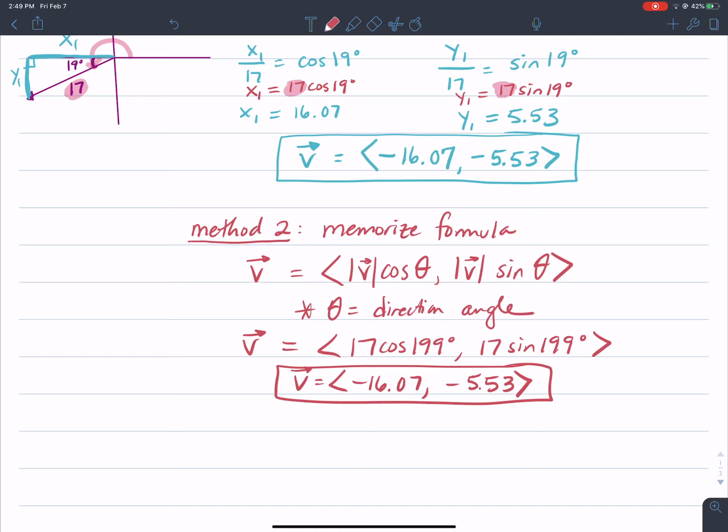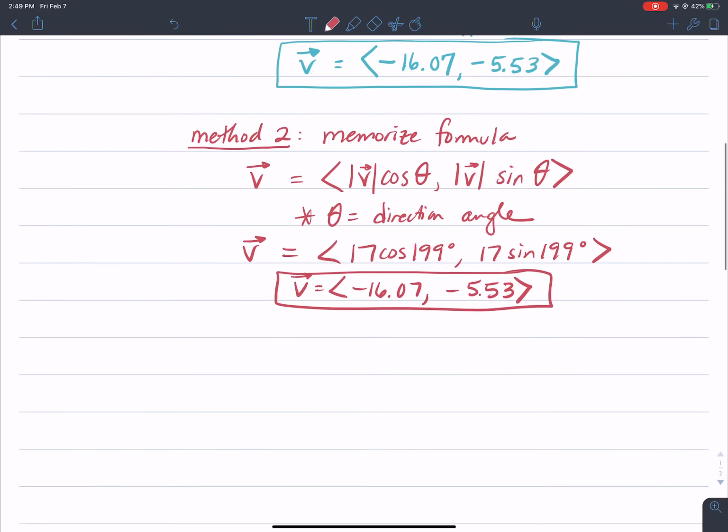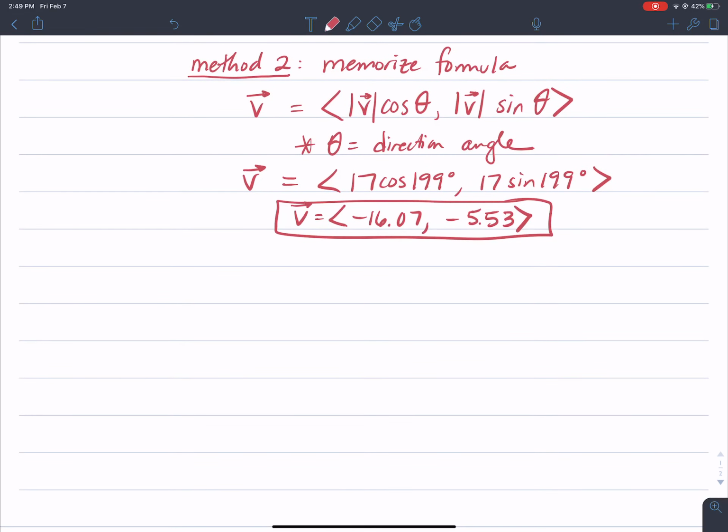Okay, so that brings us to something that we didn't get a chance to talk about last class, and that is I and J form. Just hadn't mentioned it. I and J form is just another way to write your components.